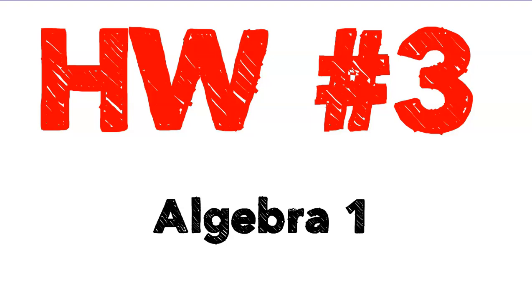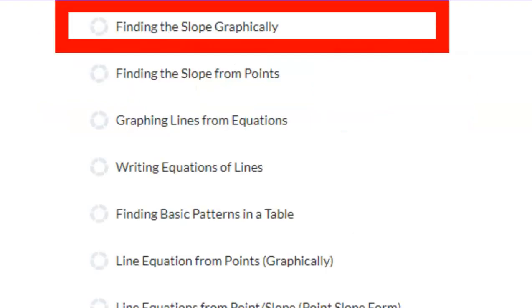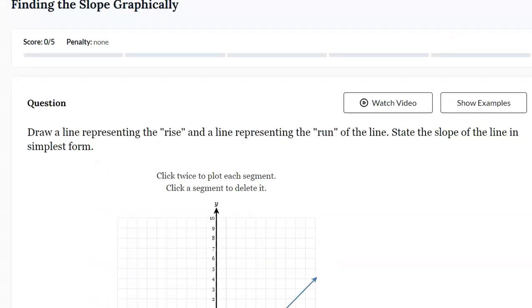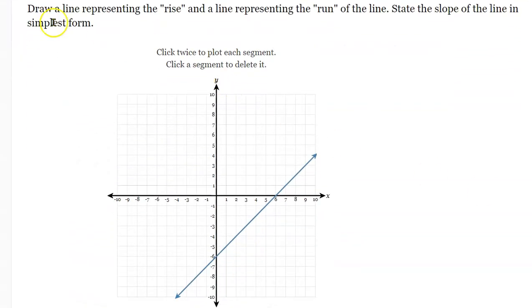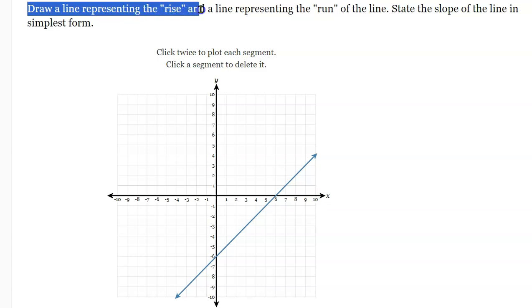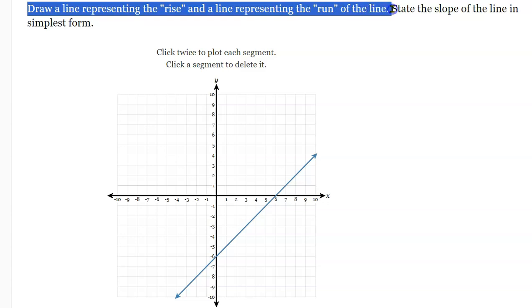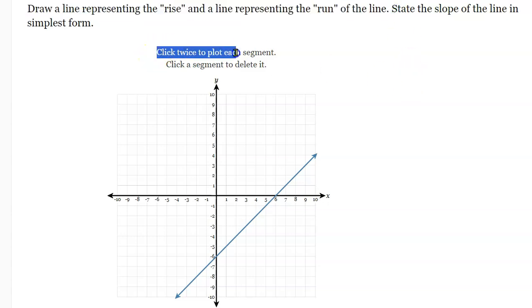Homework number 3. The first topic is finding the slope graphically. In this activity, you'll be asked to draw a line representing both the rise and then a second line or segment representing the run. So we're going to have to create two line segments.